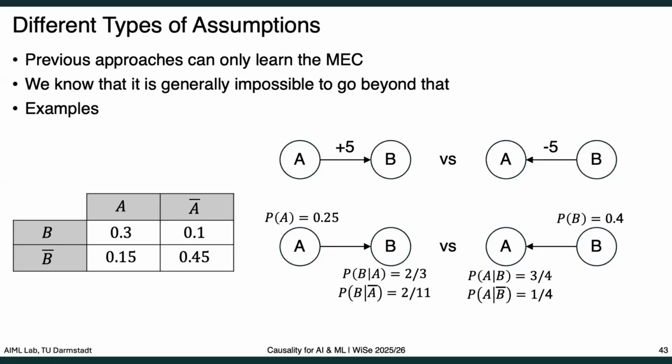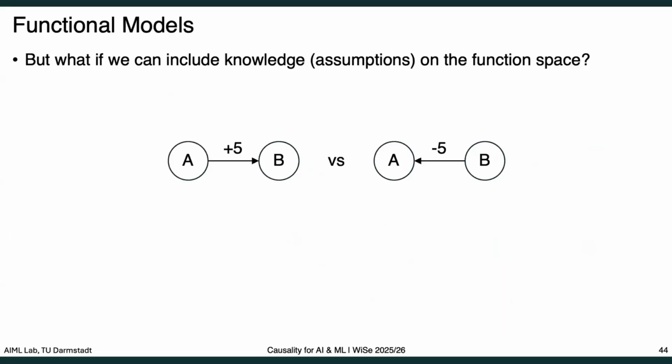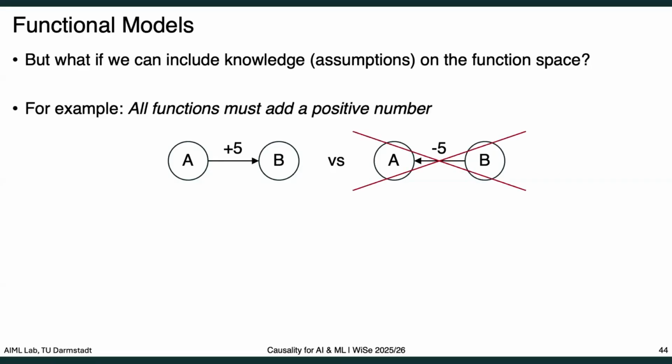However, what if we have some additional information? What if we can give something else? For example, let's take this very trivial example. Do you have any idea of knowledge or an assumption on the function space we could place to make this actually fully identifiable? Well, both would be linear, right? You can be very lazy about the response here. It's more of a motivating example. So let's be really stupid. Let's just say all functions must add a positive number. Ta-da, the right one can't be true anymore.